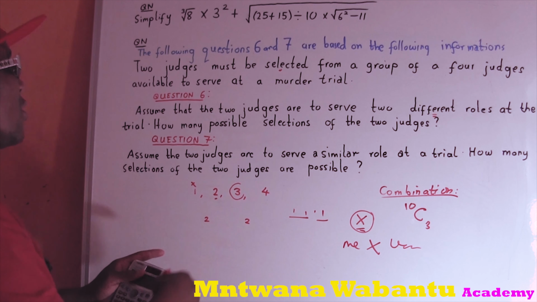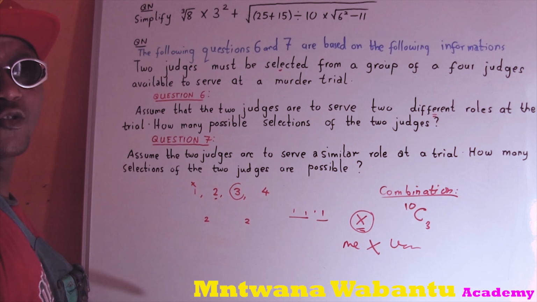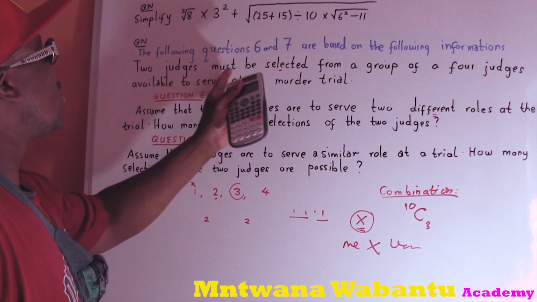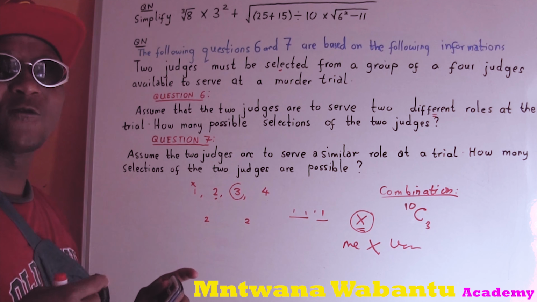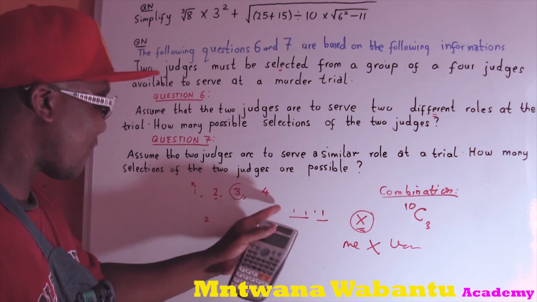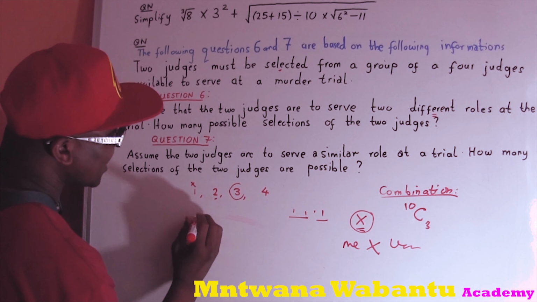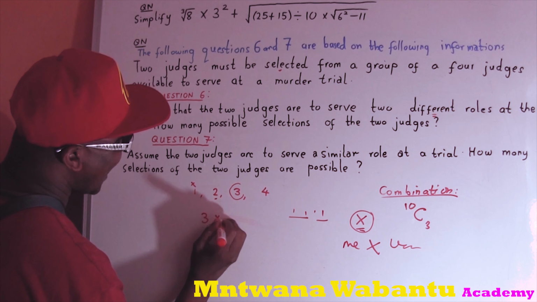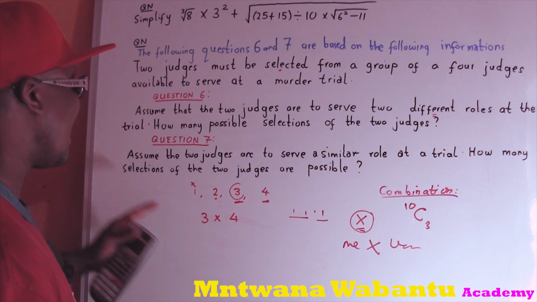So for this case, we say 2 different roles. So we can't take 2 and 2 because it's going to be a similar role. And they say 2 judges must be selected, so we can't take 1. By any means, the option I'm left with has to be 3 and 4. And "and" means multiplication, this and this. That's the option I have, 3 and 4.